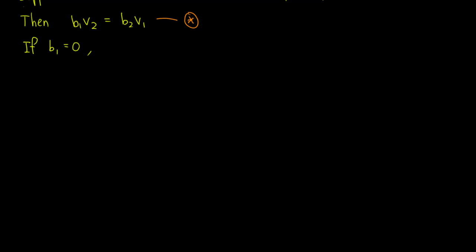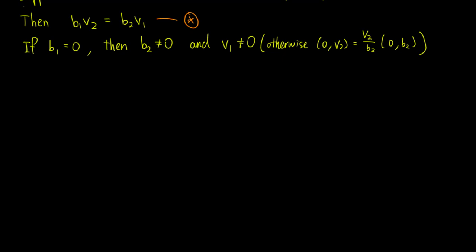If b1 is 0, then b2 is non-zero, otherwise (b1, b2) is the zero vector. But also v1 is non-zero, because otherwise (0, v2) equals v2 over b2 times (0, b2), which implies that the two direction vectors for the two lines are parallel, which is a contradiction because we have assumed that the two lines are non-parallel. In this case, the equation star has the left-hand side equal to 0, but the right-hand side is non-zero, which is a contradiction. So we know that b1 is non-zero.